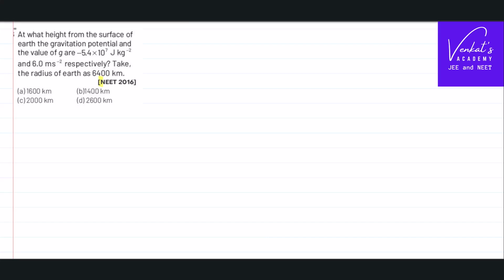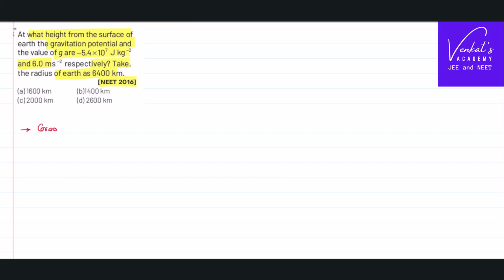It's the NEET 2016 question in gravitation. It says, at what height from the surface of the earth gravitational potential has a certain value and acceleration due to gravity has a certain value, assuming that the radius of the earth is 6,400 kilometers. I shall use the data to solve this problem so that the calculation becomes easy.